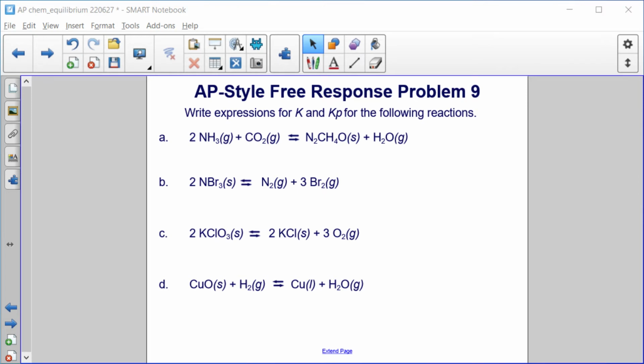AP Style Free Response Problem 9. Write expressions for K and Kp for the following reactions. There are 4 of them. And in the next 2 slides, we'll go through each one individually.